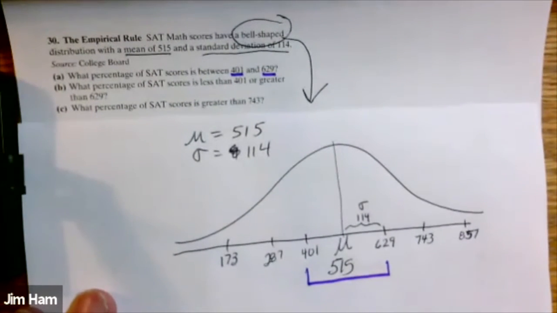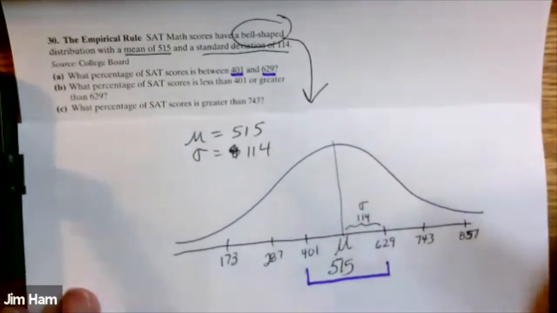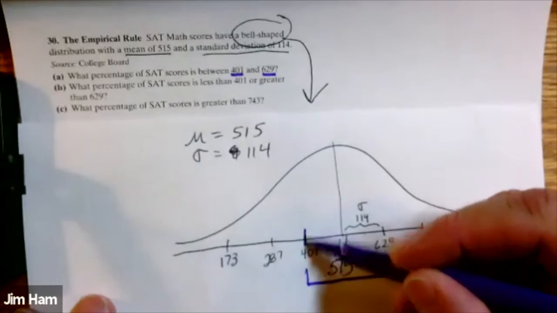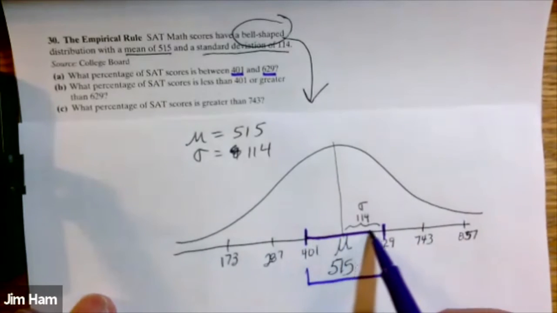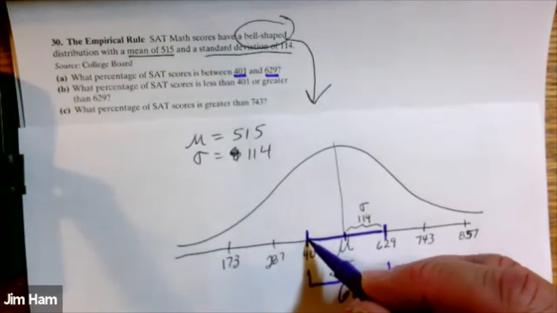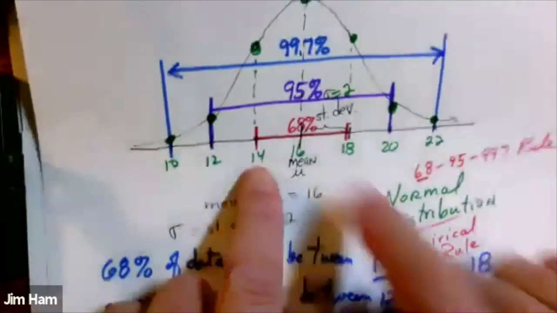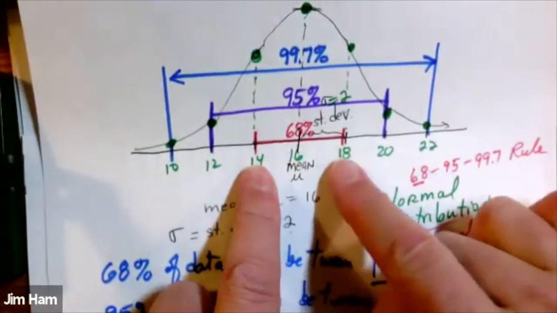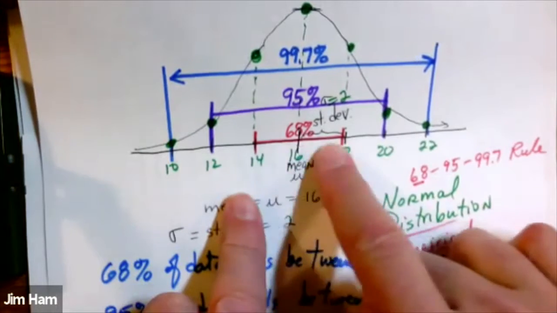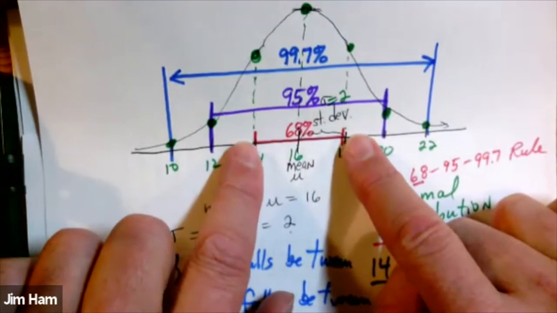So what percent of the data, if this is a bell-shaped curve with a mean of 515 and standard deviation of 114, would fall from here to here in this range? Answer, 68%. If the mean is here and we go 1 mark to the left, 1 standard deviation, and 1 standard deviation to the right, the rule says that what percentage of the data values fall in that range is always, in a bell-shaped distribution, going to be 68%. The answer is going to be 68% every single time.